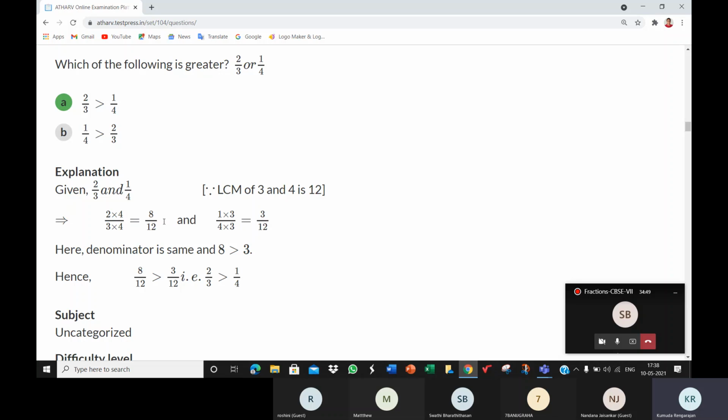Handle the fractions separately. 2 by 3, work it separately. 1 by 4, work it separately. Bring them to the same denominator. After bringing them to the same denominator, compare their numerators. Now, which sign? They're asking which is greater. So we'll also find which is greater. 8 is greater than 3. That means 8 by 12 is greater than 3 by 12. That again means 8 by 12 represents 2 by 3. So that means 2 by 3 is greater than 1 by 4.